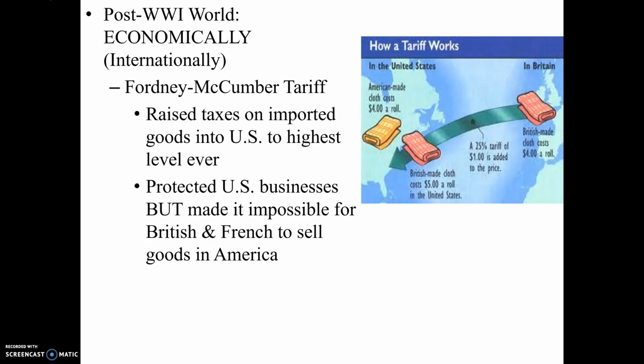Now, there is going to be a way for the Brits and the French to make up some of these economic losses. There's a country that owes them money for what took place during World War I. The Treaty of Versailles is going to make Germany pay reparations. They owe $33 billion in war reparations to the Brits and the French.